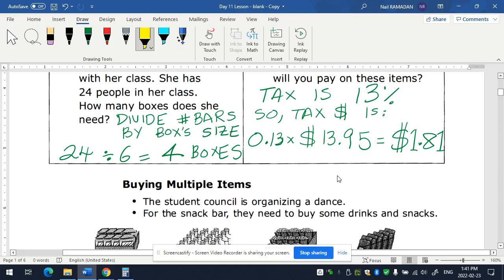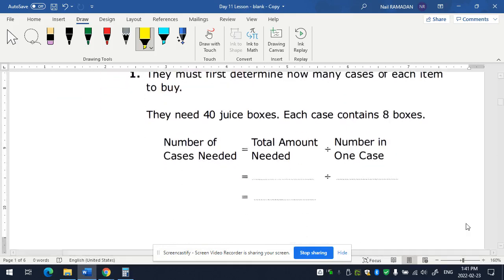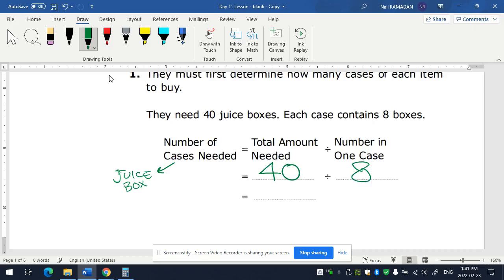So here, why should this be different? It's the same thing. So go ahead, everyone. Number of cases needed for the juice boxes is 40, and you divide it by 8. So we always divide total amount needed by number in one case. That's the key. One case.